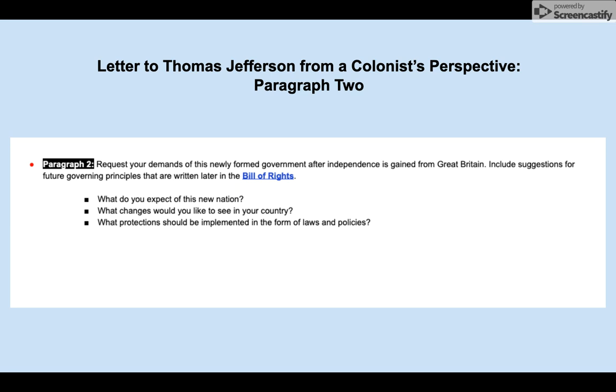You can actually take some of the amendments that are written in the Bill of Rights, those governing principles that are actually written 13 years later, and you can utilize those as suggestions. Keep in mind, we're pretending as though it's 1776, so the Bill of Rights hasn't been written yet. You can pretend as though those ideas that you have access to now are your ideas. So when you're a colonist writing from either the loyalist or patriot perspective, you're using those ideas that come later as though they're your own. You're saying, I think these amendments would be a really good idea to include in the laws and policies of our country.